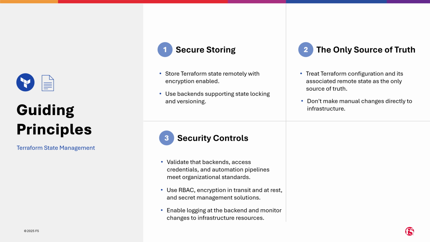Apply strict security controls. Validate that backends, access credentials, and automation pipelines meet organizational security, compliance, and auditing standards. Use role-based access control, encryption in transit and at rest, and secret management solutions. Enable logging at the backend and monitor changes to infrastructure resources.